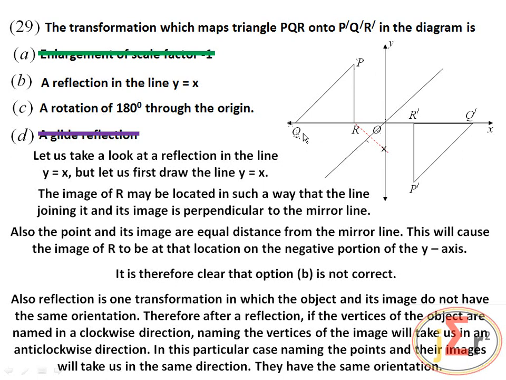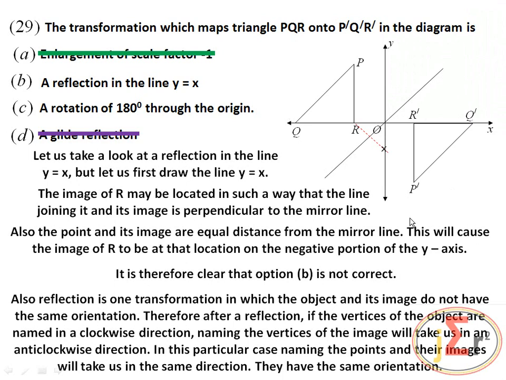P, Q, R. This is anti-clockwise. If this were a reflection, when we go down here and do P, Q, R, see, we are going still in an anti-clockwise direction. So P, Q, R is anti-clockwise here, and P, Q, R is anti-clockwise here.